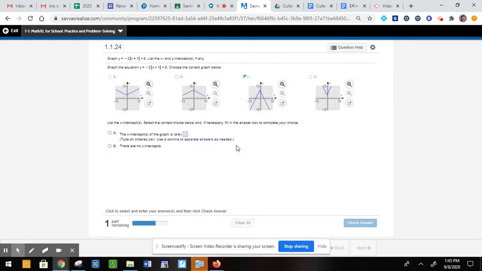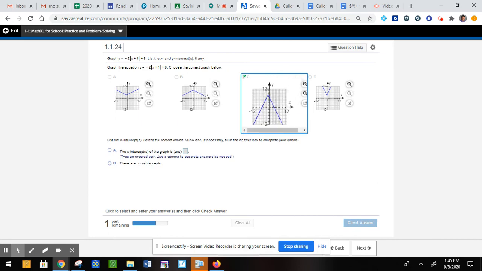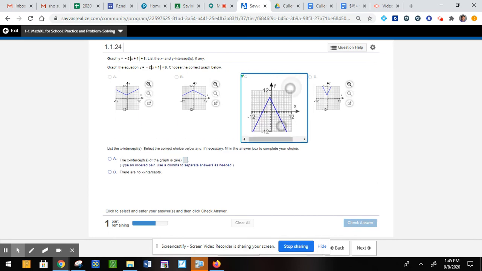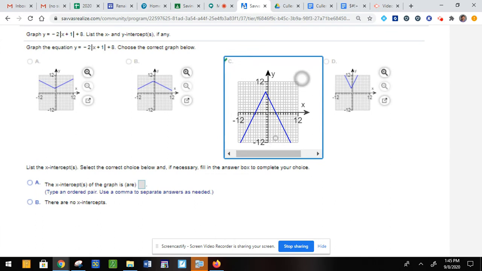All right, so this one's asking for x-intercept. All right, so type in ordered pair and use commas to separate it. So let's zoom in. So it looks like it's crossing at 1, 2, 3, 4, 5 to the left. So it looks like it's crossing at -5, and then it looks like it's crossing at 1, 2, 3. So it says to use ordered pairs.